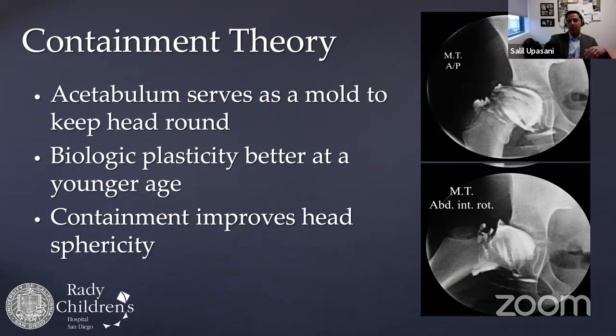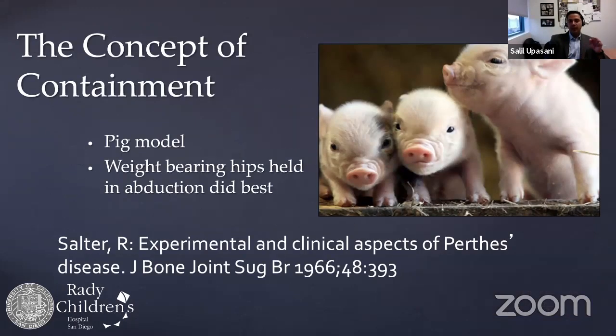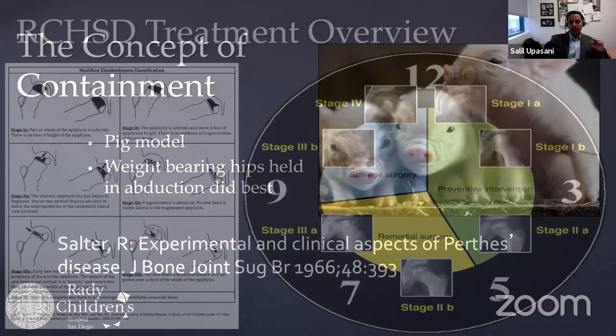So in general, we get better Stulberg results when the patient gets Perthes at a younger age. And we know that containment improves the sphericity of the head. So Salter has been kind of working with these concepts as well as Tönnis since the 50s and 60s. And we understand this concept of containment.